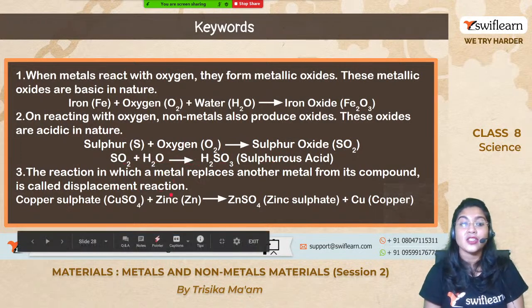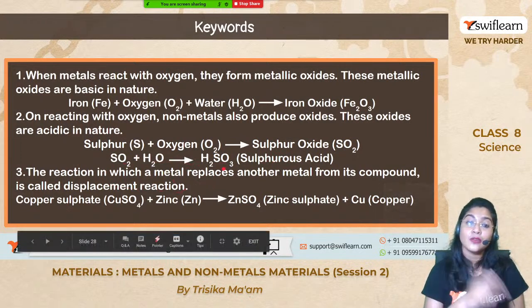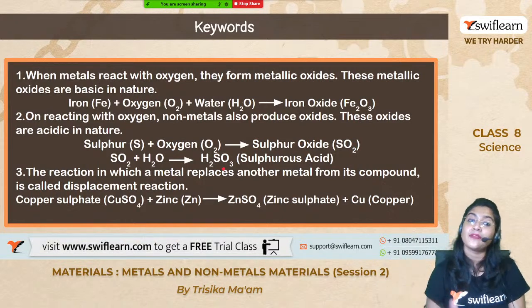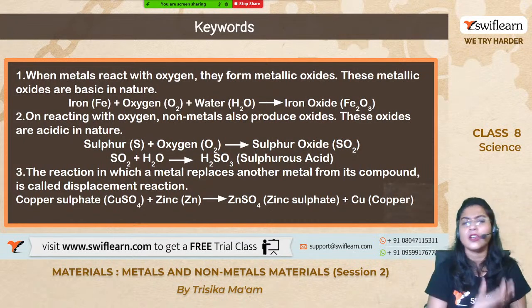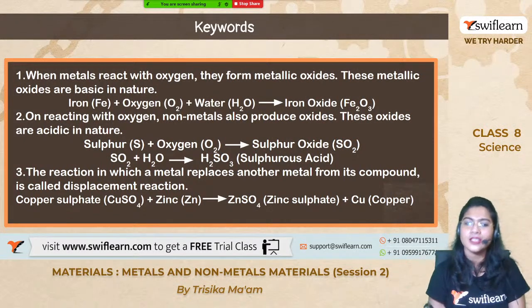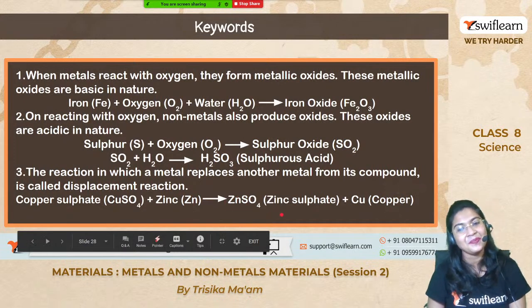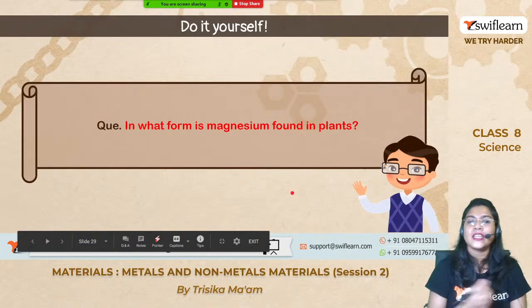Thirdly, the reaction in which the metal replaces another metal to form its compound, this type of reaction is known as the displacement reaction. So I have given a lot of examples for this. जैसे इधर भी है, copper sulfate when reacts with zinc, it forms the zinc sulfate and copper. Clear है? Yes.